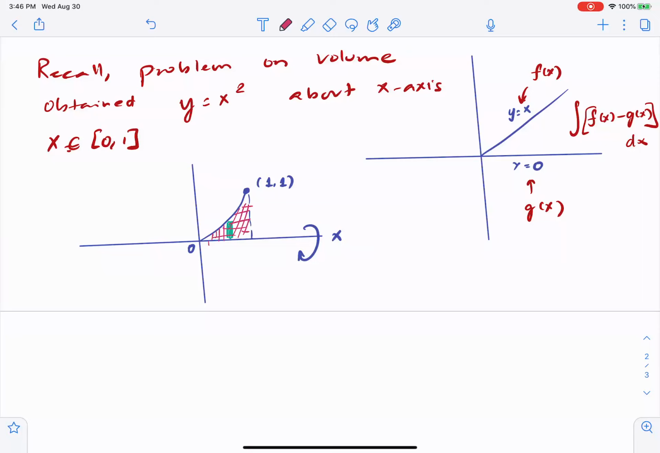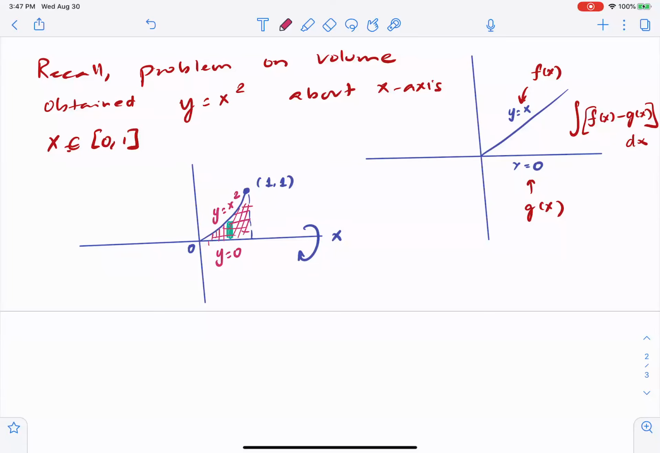What are the two curves enclosing the area? Y equals 0, very good. And the other one, very good, y equals x squared. So the entire time we have been spinning the area enclosed by two curves.